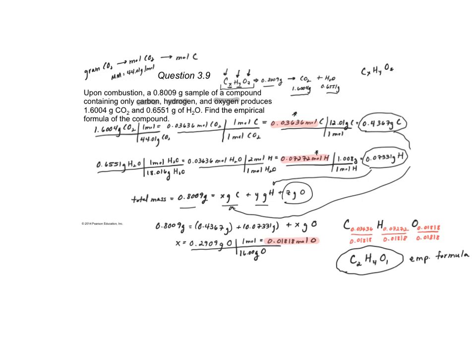And again, the difference between the one that I just did and this one is what has to happen if you also have an oxygen present in your compound. You have to go back and go through and figure out how much mass is attributable to oxygen and then convert that to moles to get your empirical formula.